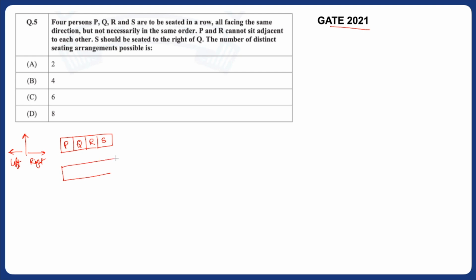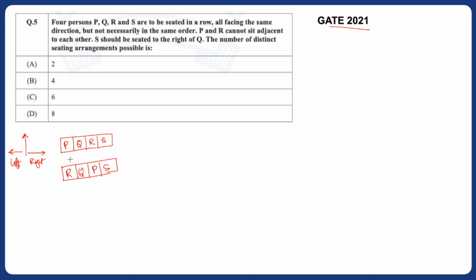Can we get a few more? Yes, of course. How to get that? You just have to switch the positions of P and R, because it is only necessary that they should not sit together, but there is nothing like left or right among them. So let us make Q and S seated the way they were sitting, and let's make R and P here. So you got 2 arrangements.